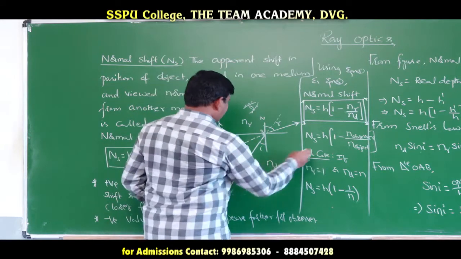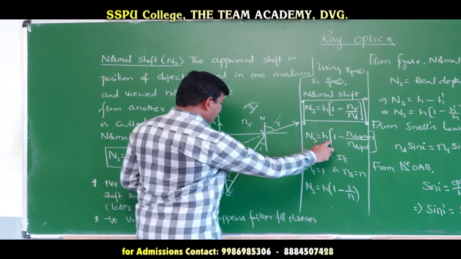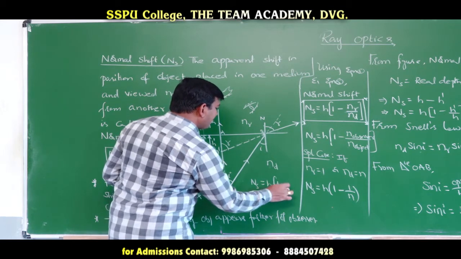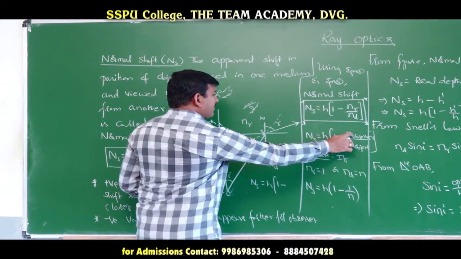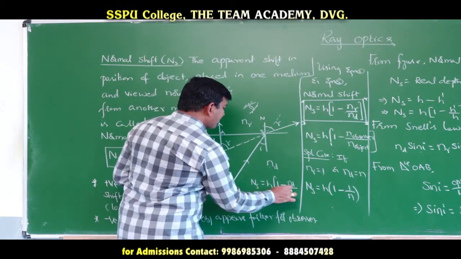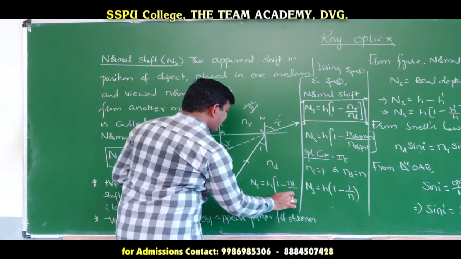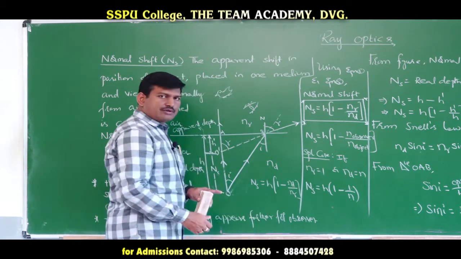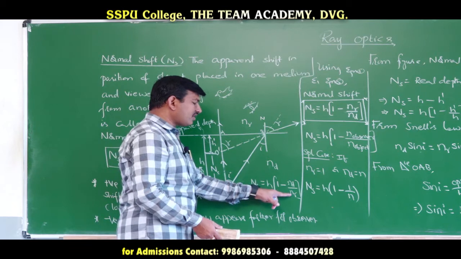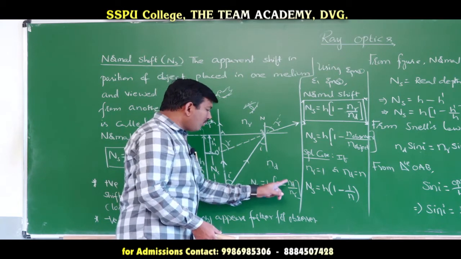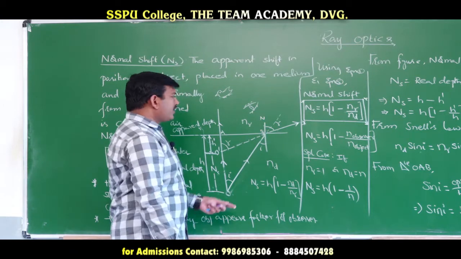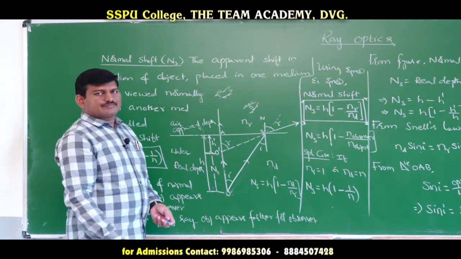Or else you take this formula. According to this formula, Ns is equal to h into 1 minus refractive index of observer medium divided by refractive index of object medium. Observer is fish, so fish refractive index is nd, and the object is in rarer medium, then nr. In this case, what are you going to have? nd by nr, refractive index of denser medium by refractive index of rarer medium, is more than 1. 1 minus more than 1 is negative. Negative value of normal shift says that the object appears farther. Is it clear or not?